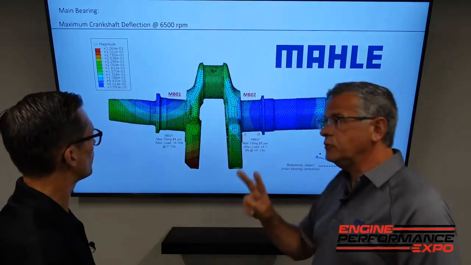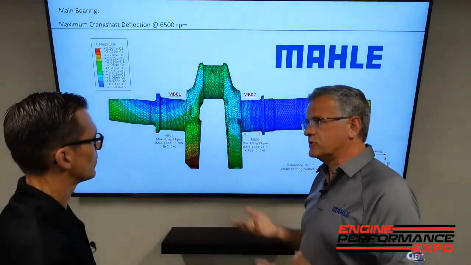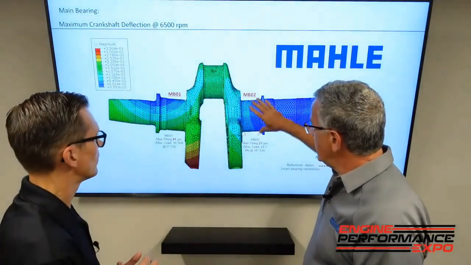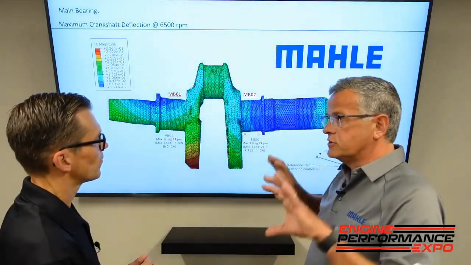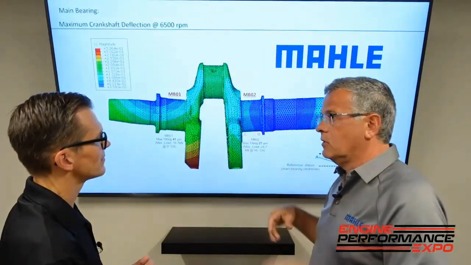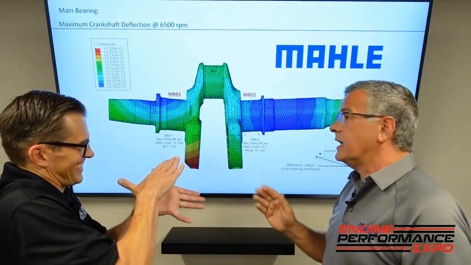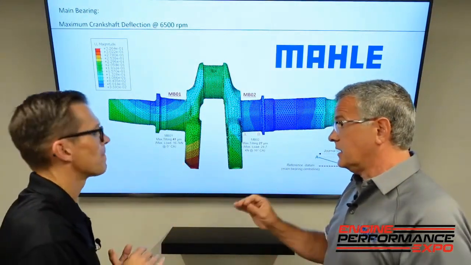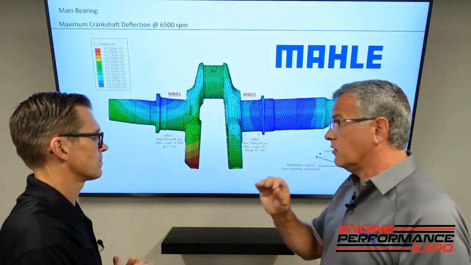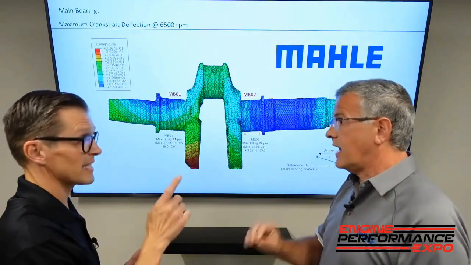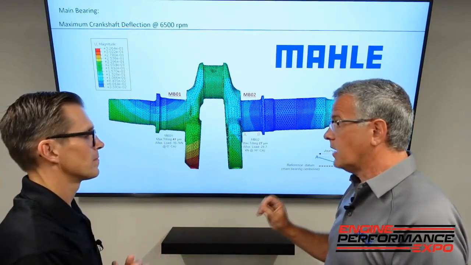So our 2 thou clearance, if we're going to use that number, now has a tilt. So it starts getting bigger on one side, and your 2 thou of clearance got much less on the other. And that in turn is affecting your film pressure, which allows journal to bearing contact.